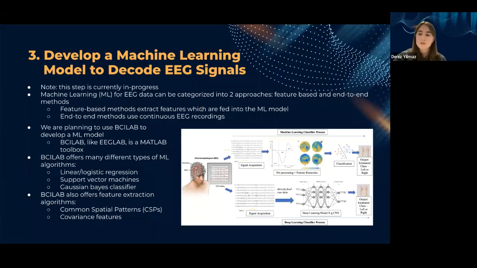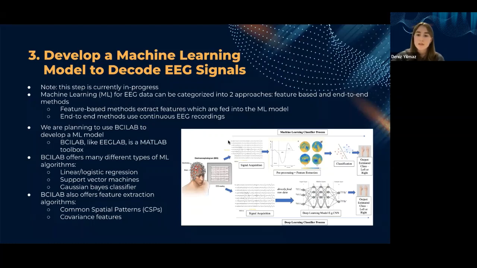Our last step is to develop a machine learning model that can classify different EEG signals by what the subject was thinking. One thing to note is that this step is currently in progress. For machine learning, EEG data can be categorized into two approaches. The first is feature-based methods, which extract features from the data, which are then used to train the model. And the other approach is end-to-end methods, which feed continuous EEG recordings into the model. A comparison of these two methods is shown in the image here.